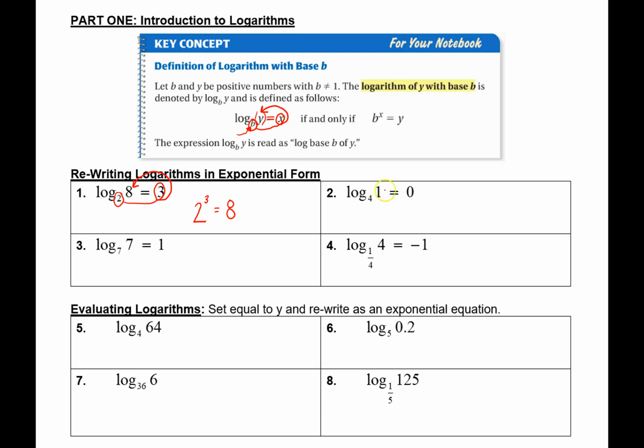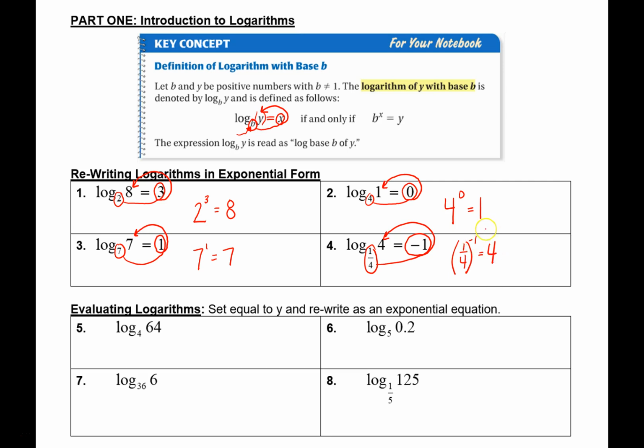Let's look at number 2. Log base 4. We're going to raise it to the 0 power, and that equals 1. 4 raised to the 0 power, well, anything raised to the 0 power is 1. Let's look at this next one. The base of 7. 7 raised to the first power is 7. And one last one, let's take this fraction, 1/4 raised to the negative 1 power is 4. So that's 1/4 raised to the negative 1 power is equal to 4.